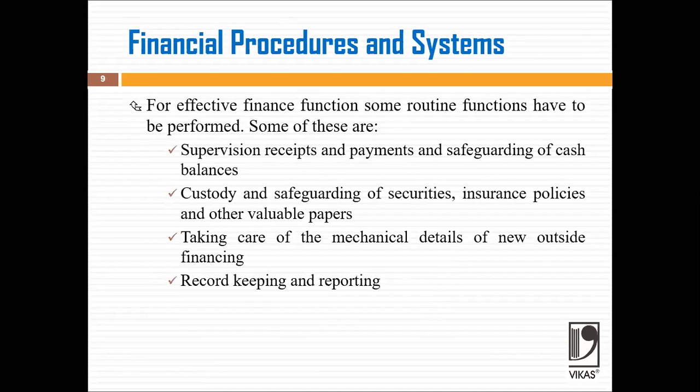Financial procedure and systems. For an effective finance function, some routine finance functions have to be performed. Some of these are supervision of receipts and payments, and safeguarding of cash balances. As a finance manager, you have to be involved in supervising receipts, meaning how much money we are receiving from marketing or trading, and payments, how much money we have paid, and safeguarding of cash balances. An accountant comes under the finance function. Also custody and safeguarding of securities, insurance policies and other valuable papers, taking care of mechanical details of new outside financing, and record keeping and reporting.